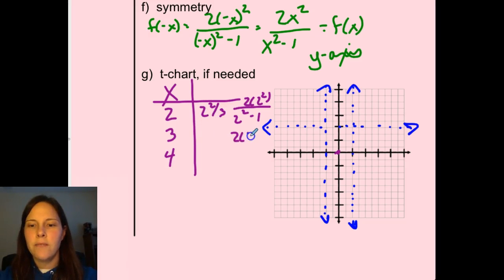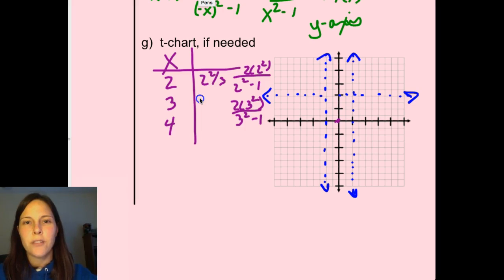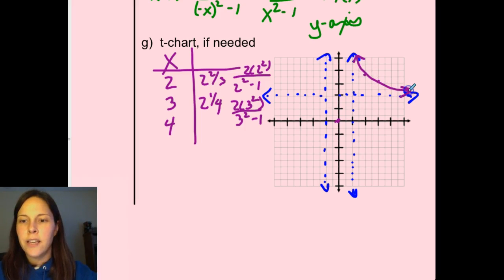Subbing in 3. We have 18 divided by 8. 18/8 simplifies to 9/4, which is 2 1/4. I'm going to graph these 2 points and see if that's not enough with the asymptotes to see what's going on with this graph. We have 2 and 2 2/3, 3, 2 and 1/4. Using the asymptotes, I can get a curve. Flipping those across the y-axis, we have -2, 2 and 2/3, -3, 2 and 1/4.